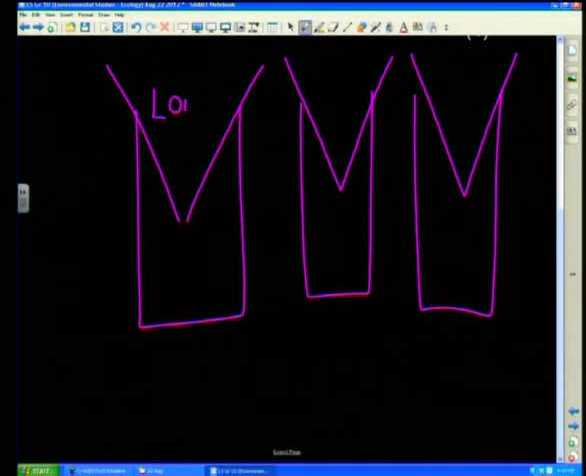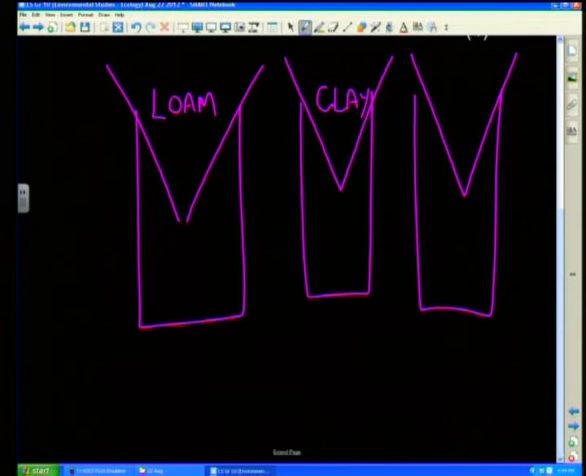loam, clay, and sand. We got to remember the properties of these particles. Loam has a mixture of particles that are small and large, and hence the water holding capacity of loam would be moderate.